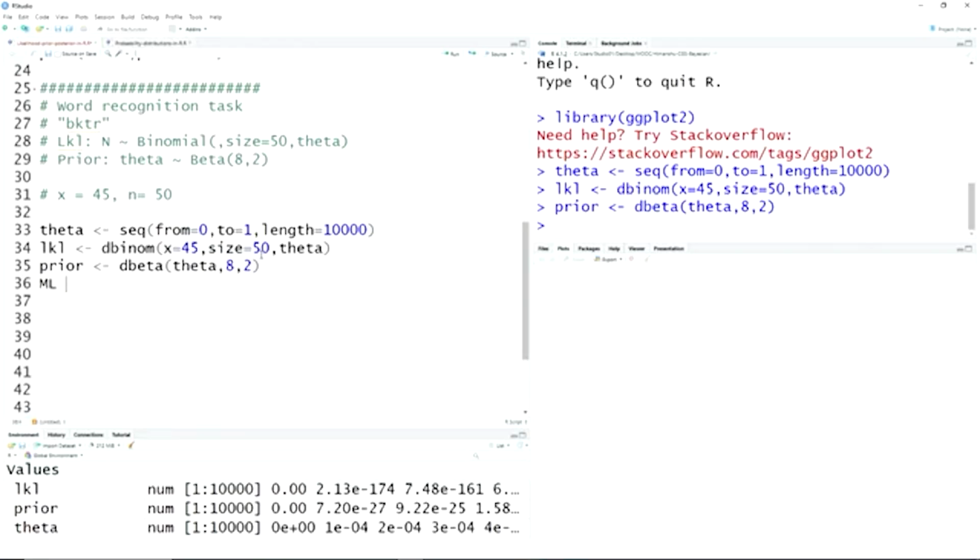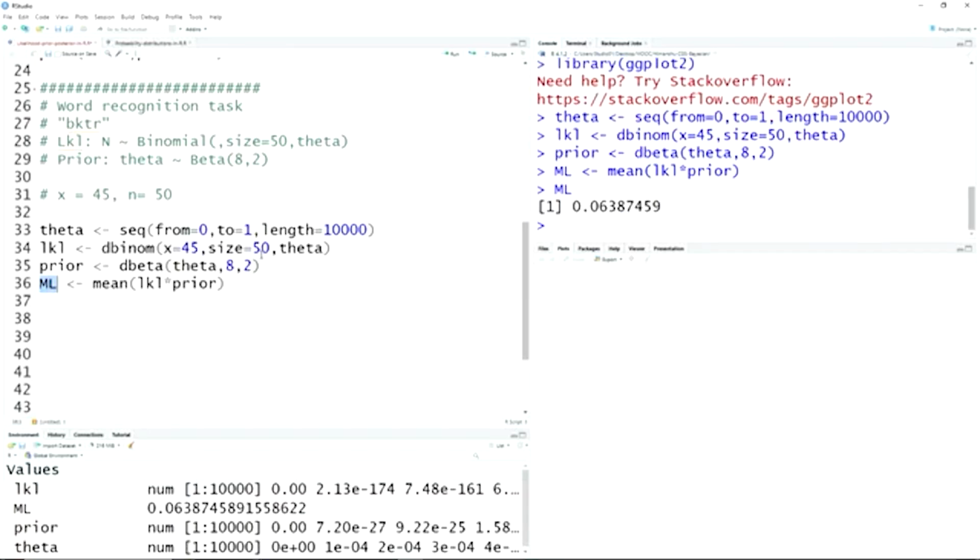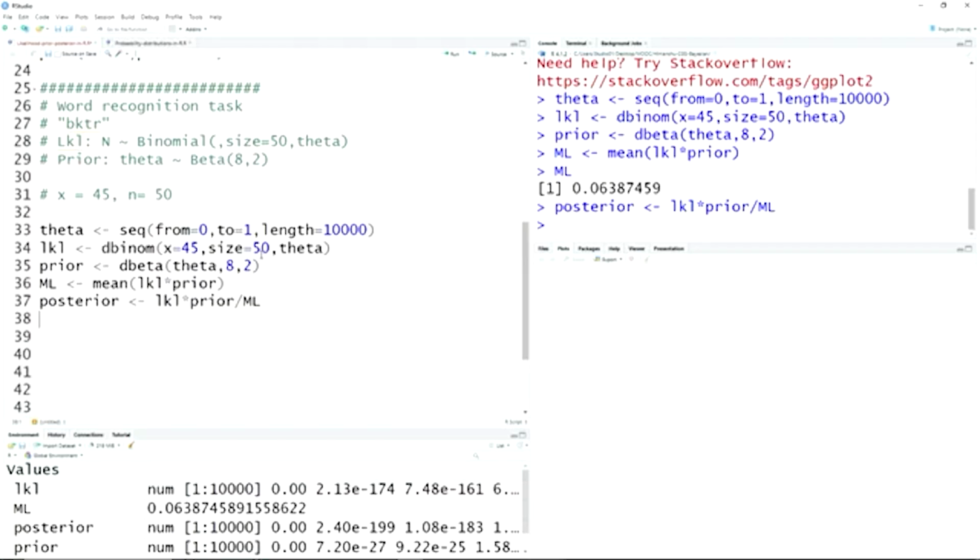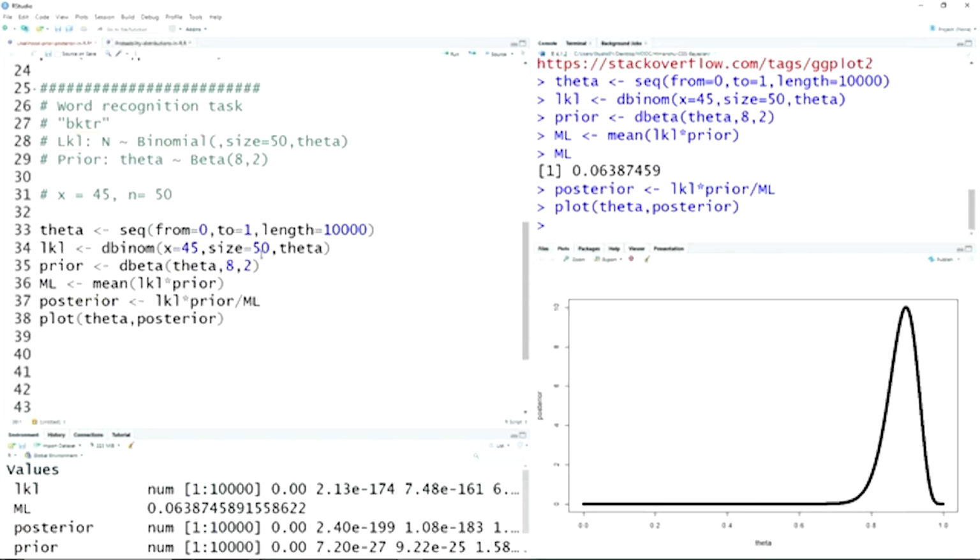Now you can also calculate the approximate marginal likelihood by taking the mean of likelihood times prior. This will give you some constant, right? So it's 0.06, by which you can then divide likelihood times prior. So now the posterior will be likelihood times prior divided by marginal likelihood. Okay, so that's your posterior. All right. And you can visualize how it looks, theta and posterior. This is how it looks.